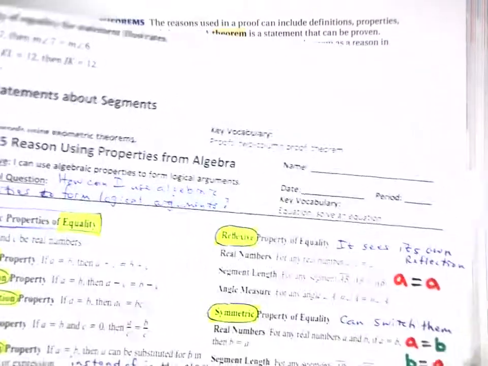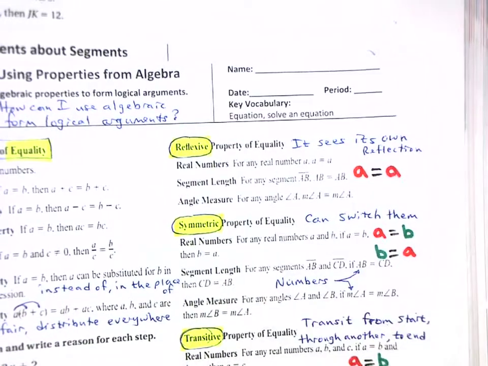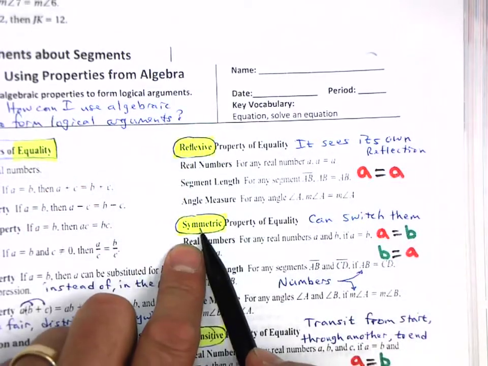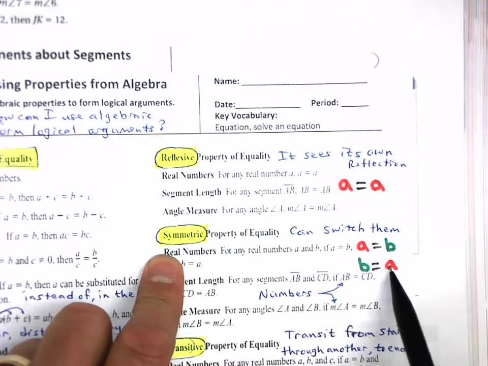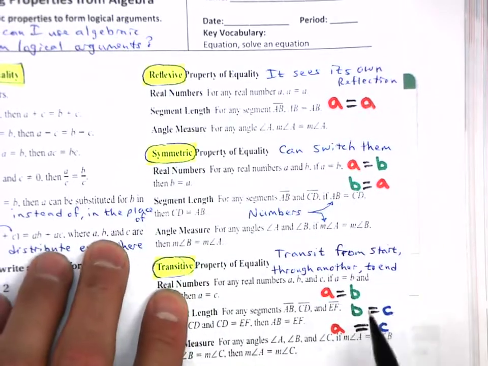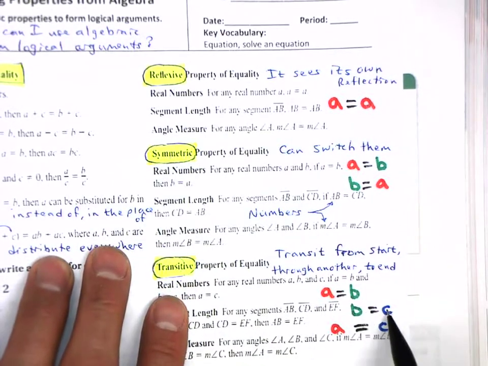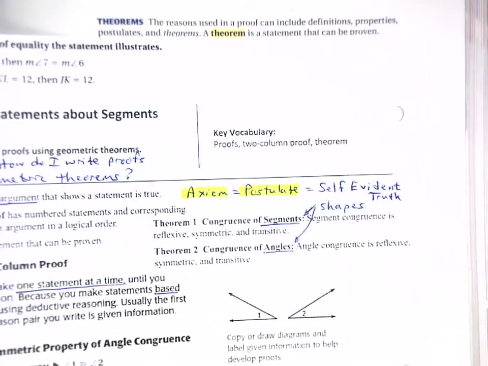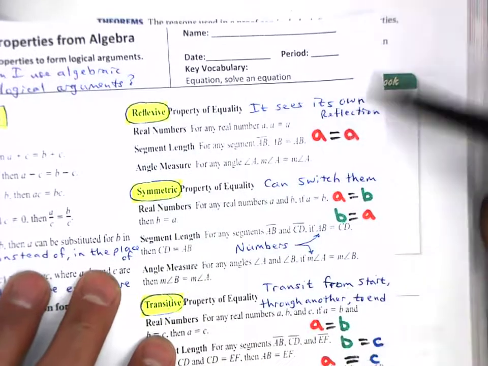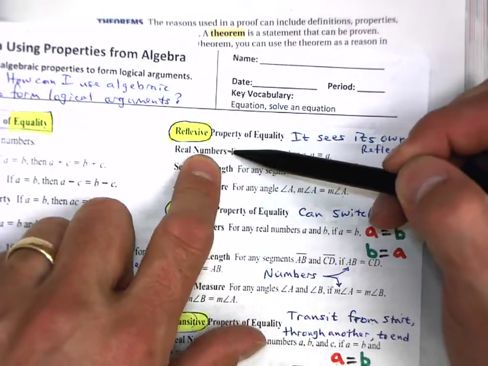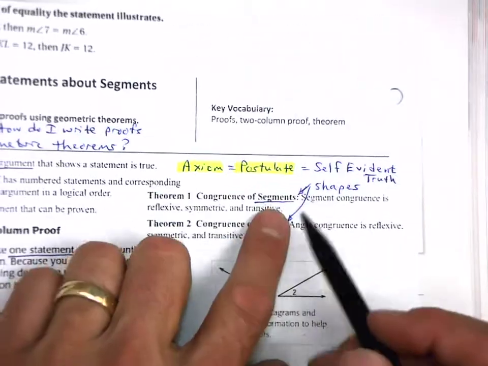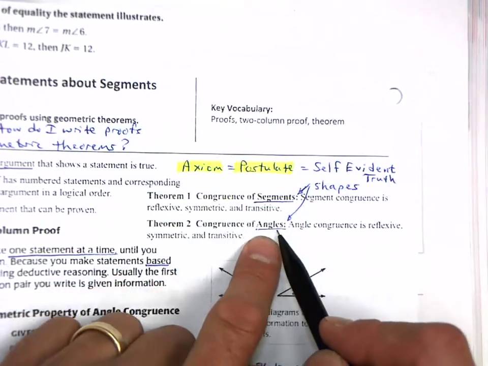So go back, flip over your notes, and look at 2.5. And you'll remember the reflexive property, A equals A, the symmetric property, if A equals B, then B equals A. And the transitive property, that if A equals B and B equals C, then we can transit from A through B to C and say that A equals C. Okay? So you can do those same things. Just like you were able to do those three properties with real numbers and segment length and angle measure, so also you can do that with segments and with angles.